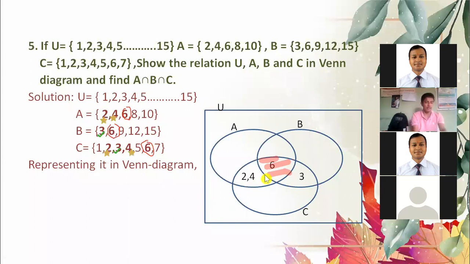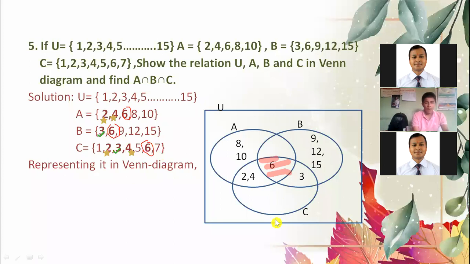Now write the remaining elements of A here. Remaining elements of A means 8 and 10. Similarly, the remaining elements of B are 9, 12, and 15. And what are the remaining elements of set C? 1, 5, and 7. These are the remaining elements of set C.